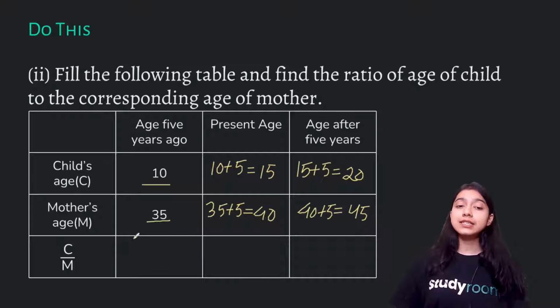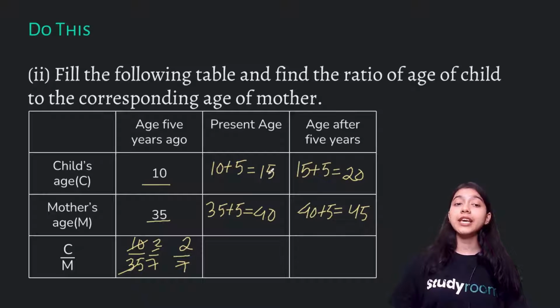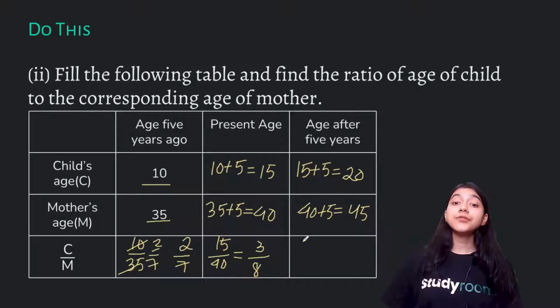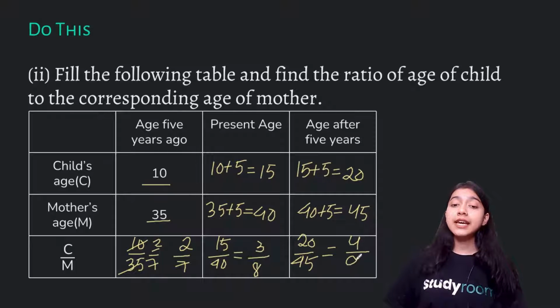So in the first case, C is 10 and M is 35. So we have 10 by 35. So 5 times 2 and 5 times 7. So we have equals 2 by 7. Now, in the next example, we have the age of the child as 15 and mother as 40. So, the ratio of C by M will be 15 divided by 40, 5 times 3 is 15 and 5 times 8 is 40. Next up, we have the age of child as 20 and mother's age as 45. Now, when we cancel it with 5, we get 5 times 4 is 20 and 5 times 9 is 45.